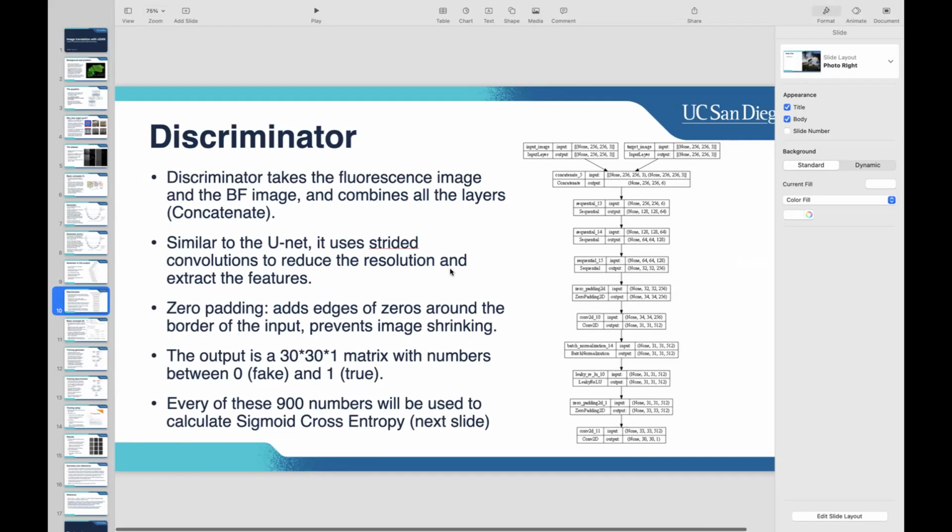The output here is a 30 by 30 by 1 matrix with numbers between 0 and 1. So it gives a realism score at each pixel of the output. Every one of these 900 numbers will be used to calculate the sigmoid cross entropy. We will talk about it in the next slide.